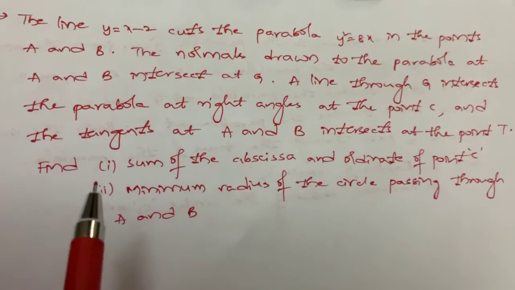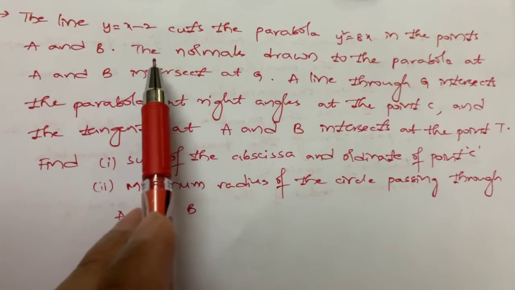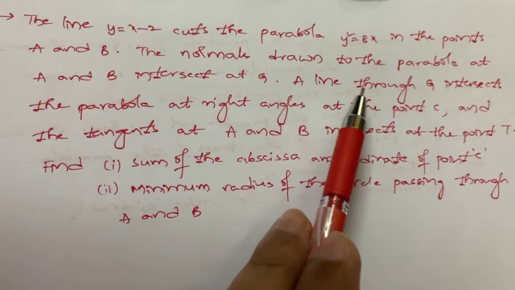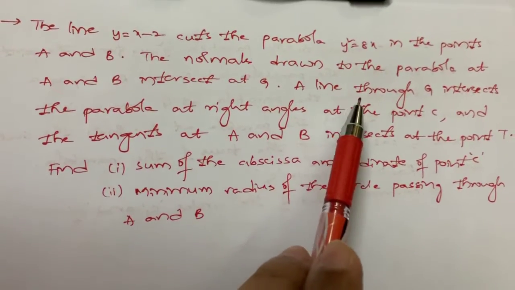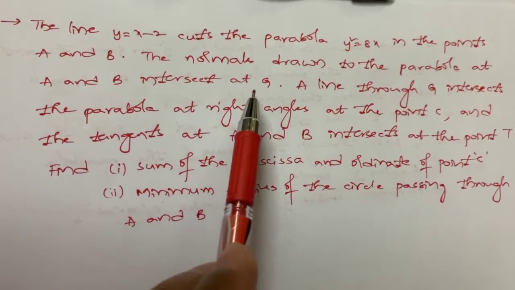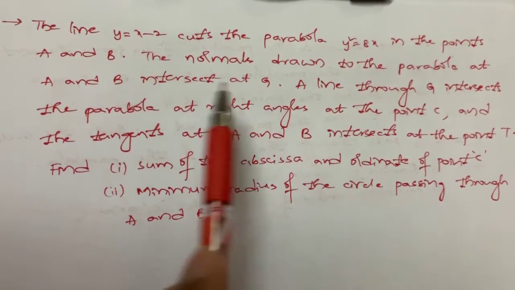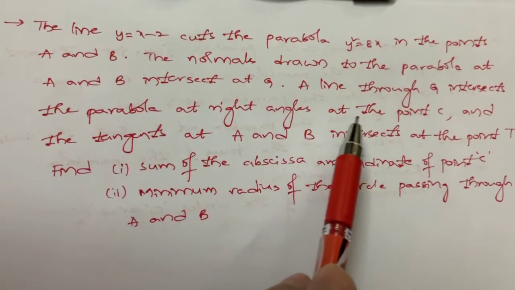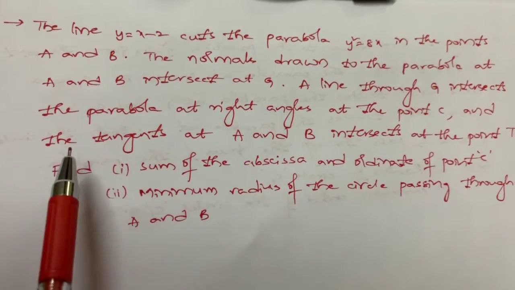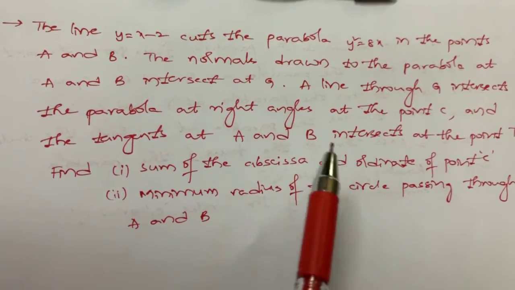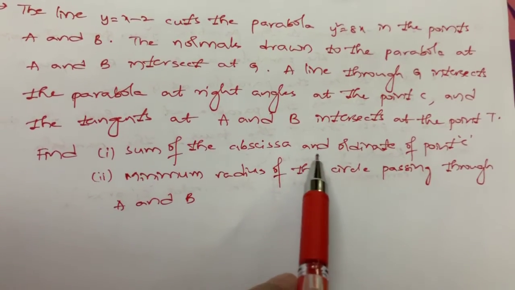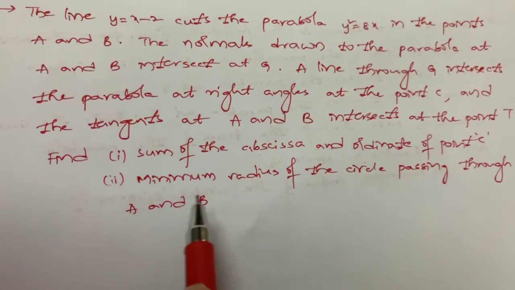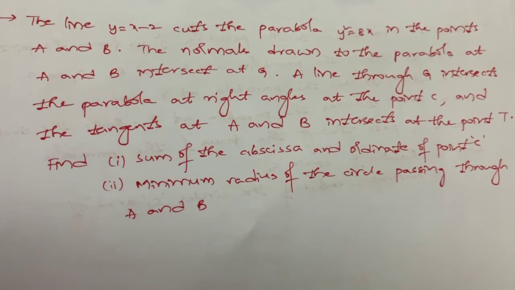Let's look at this problem. The line y = x - 2 cuts the parabola y² = 8x at points A and B. The normals drawn to the parabola at A and B intersect at G. The line through G intersects the parabola at right angles at the point C, and the tangents at A and B intersect at the point T. So find the sum of the abscissa and ordinate of point C, and the minimum radius of the circle passing through A and B.